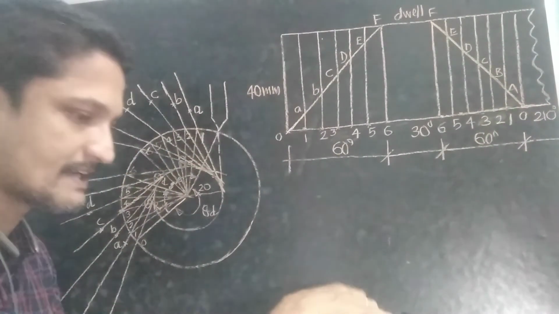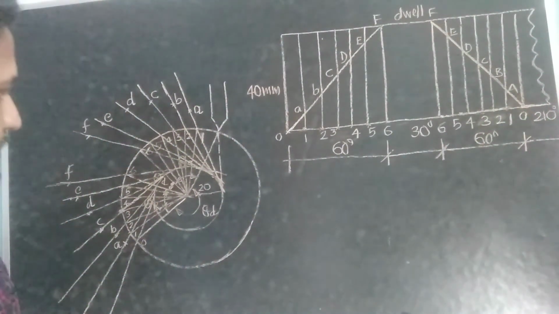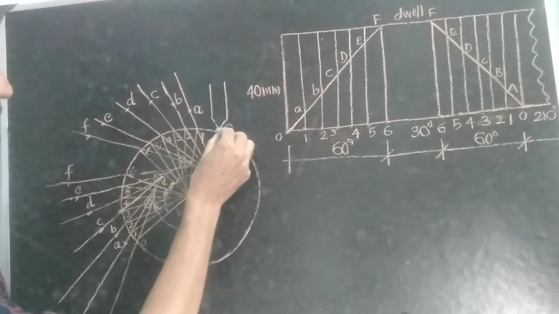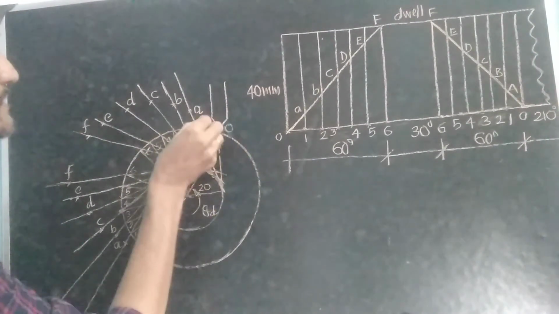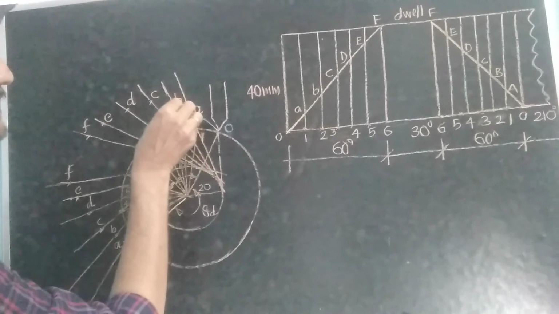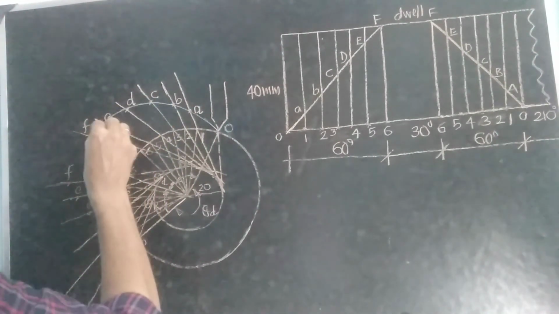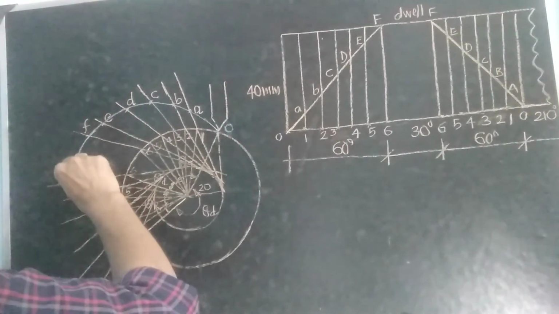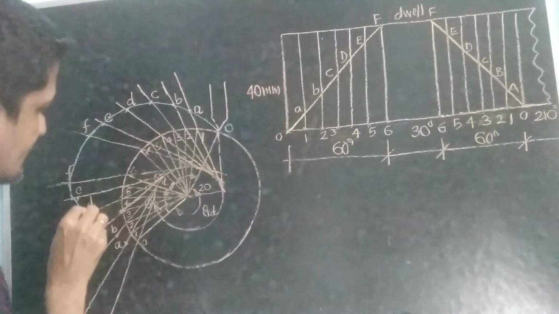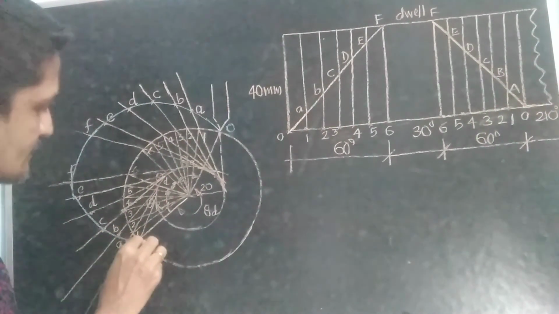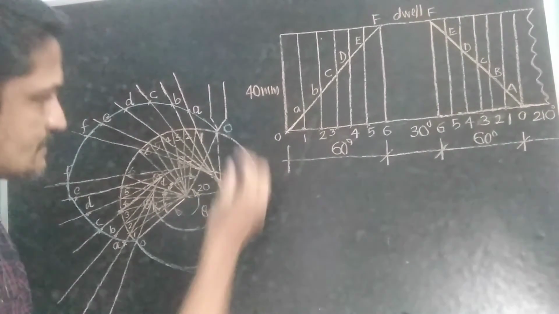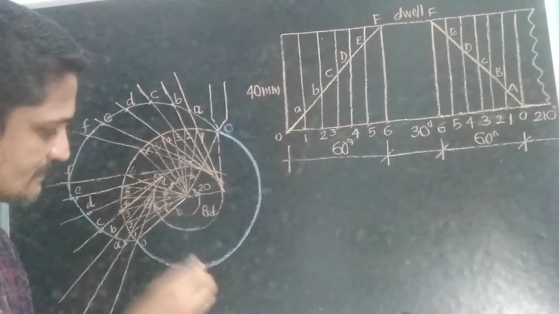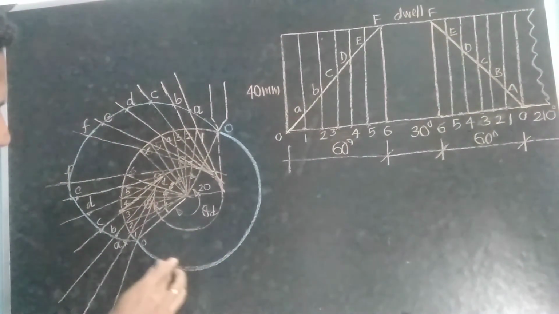Then we can easily complete the cam profile by connecting this point 0, the initial point of the knife edge follower. Then connect that 0 to point A, then B, C, D, E, F. Then draw a freehand curve connecting F, E, D, C, B, A, 0. After that, during the dwell period, the cam profile will become along the circle. There is no lift during the dwell period.